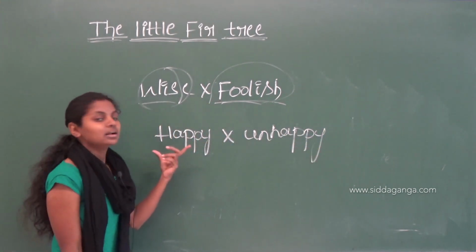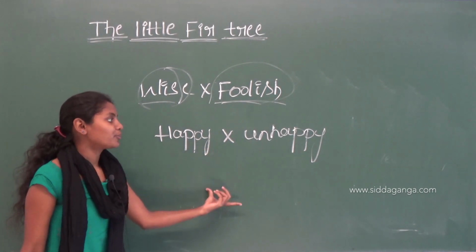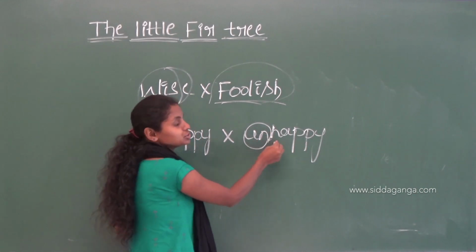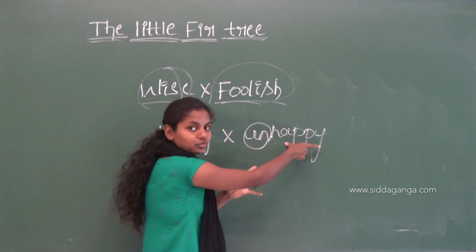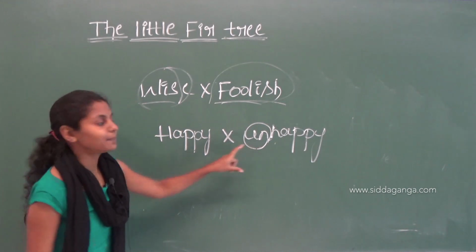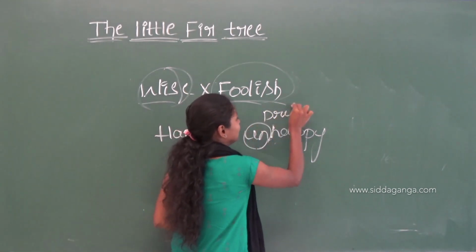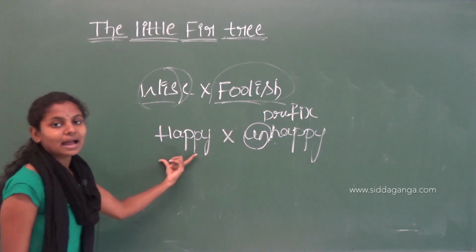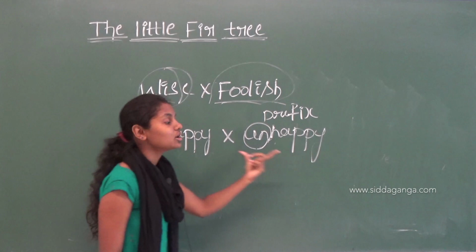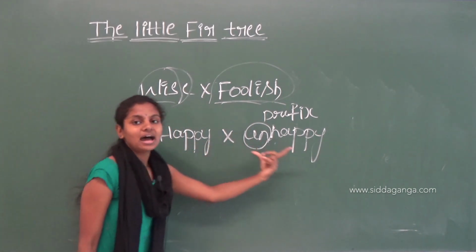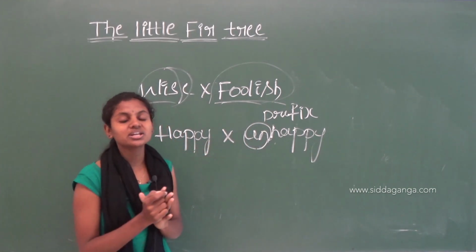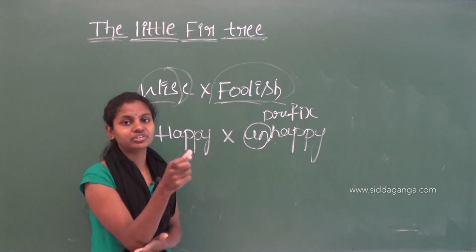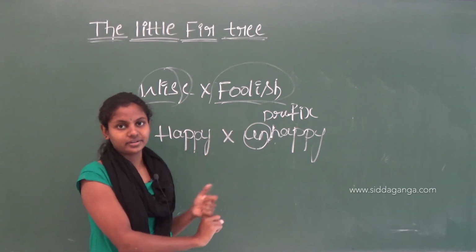Here we will make an opposite word for happy by adding un to the beginning of the word happy. So this is called prefix. By adding the prefix un, we will make happy as unhappy. So the opposite word for happy is unhappy. Like this, opposite words are made by adding a prefix or suffix to the natural word.